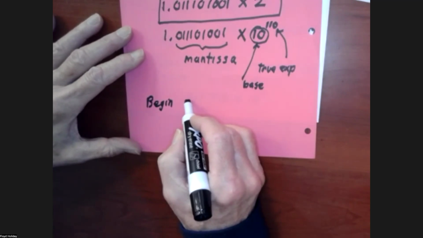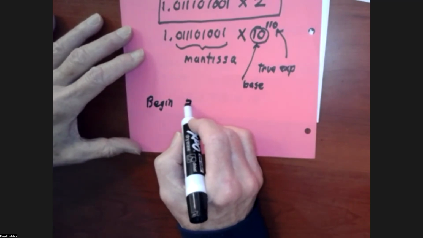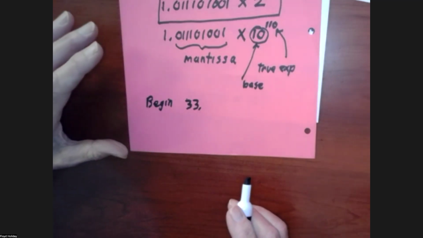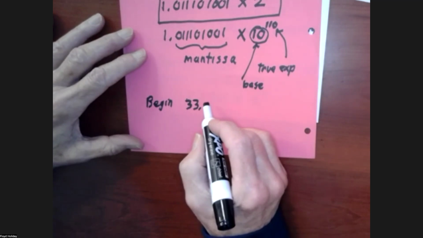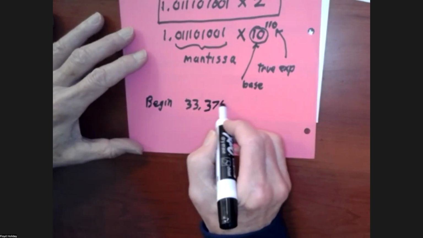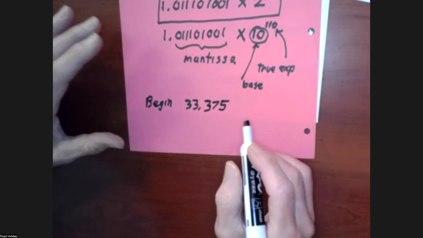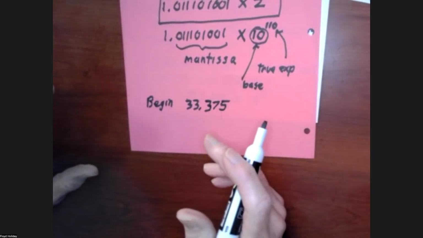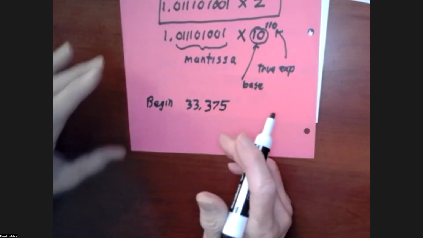How about 33 point, what's a good one? 375. Okay, we'll try that. 33.375. That's our starting number. It has an integer part and a fraction part.